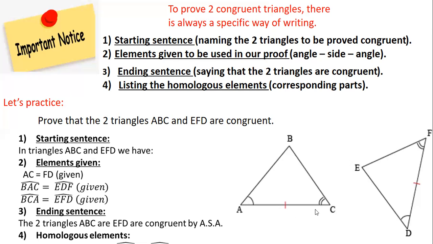By given, I have AC equal to FD side. This is by given, so I don't write it in homologous elements. I will write side EF will be equal to side BC, side FD will be equal to side AB. So in homologous elements, in the case of ASA, we will be having an angle and two sides.